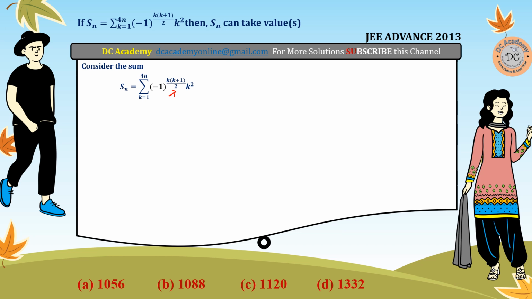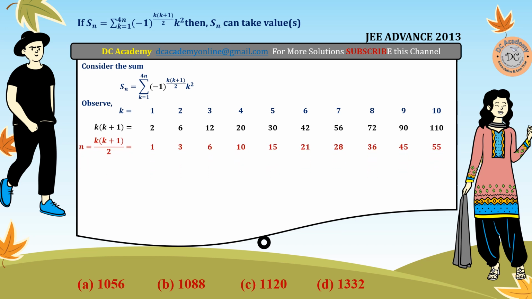So first we observe the value of this term. Let's consider some typical values of k. We take k equal to 1 to 10. Hopefully by observing that, we can guess the series. So we calculate k into k plus 1. A very straightforward calculation. We calculate k into k plus 1 divided by 2.